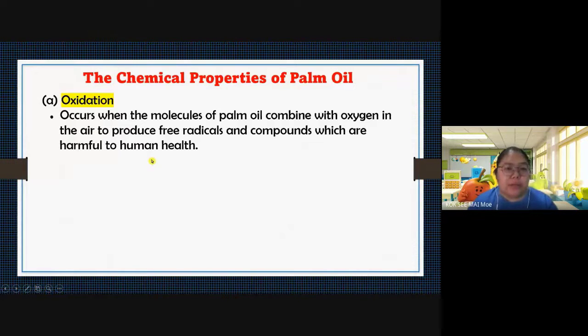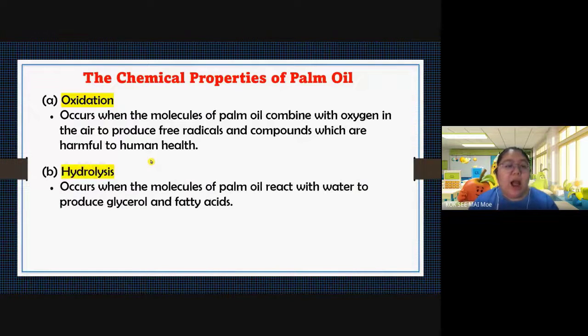So this means that when the palm oil molecule combines with oxygen, it produces something in your body that is harmful to human health. Later we must have a process of antioxidants, to stop all this from happening.